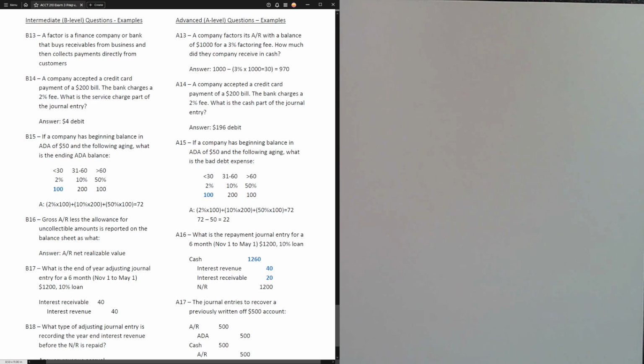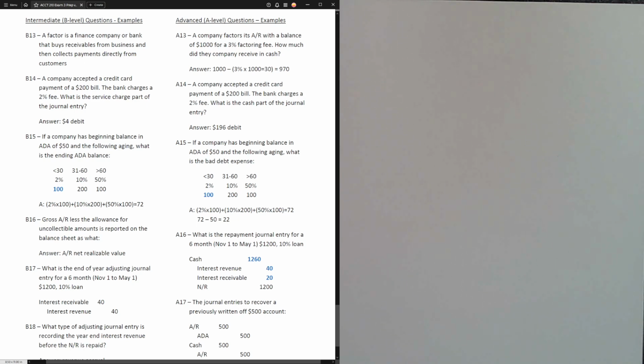Accompanying factors, it's AR with a balance of 1,000 for a 3% factoring fee. Well, just think of the factoring fee as if you sell off your AR to a company that's going to collect it for you, but you want the cash early, they're going to charge you a little fee. So if they charge you a 3% fee, well, how much are you going to get for your $1,000 of AR? Well, $970.